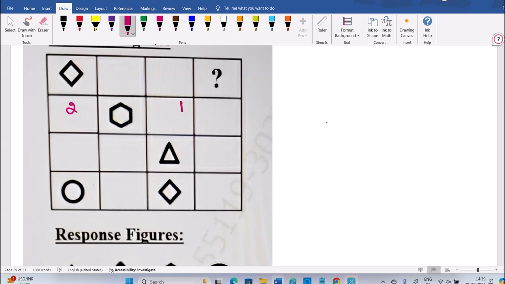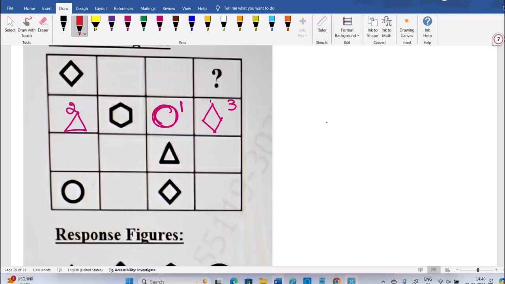Now if you want to fill this place, it cannot be hexagon, cannot be triangle, cannot be rhombus. It should be only circle. Now this place cannot be rhombus, cannot be hexagon, cannot be circle. What should it be? Triangle. Right. Now this place, the right side third slot I am filling here, should be rhombus.